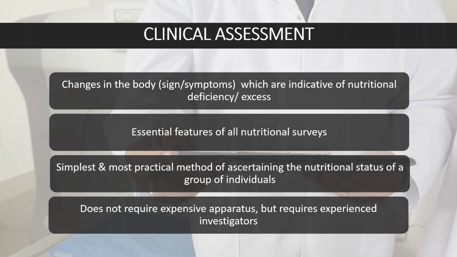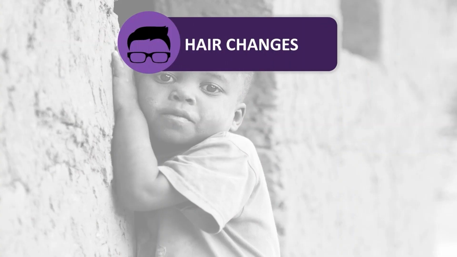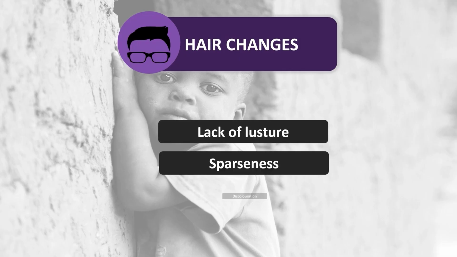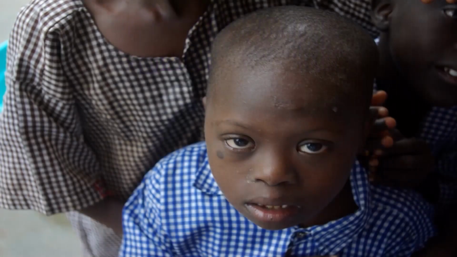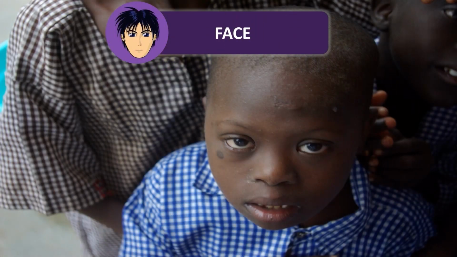What are these signs and symptoms? You've already studied some of them in block 2 when we were talking about the deficiency disorders. We talked about kwashiorkor, and we talked about hair changes: discoloration of hair, sparseness, lack of luster. These signs and symptoms related to the hair can give us an indication of protein energy malnutrition in children. Moon face, we talked about puffiness, water accumulated in the body. This is a sign of undernutrition.